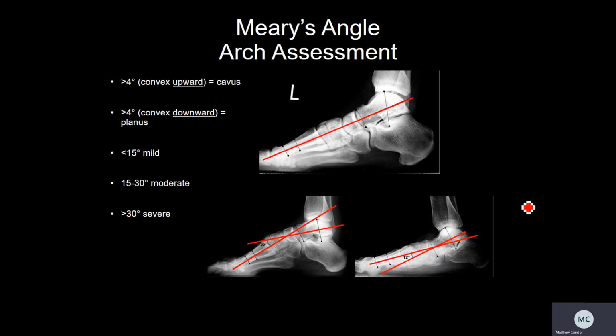Essentially, what we're looking at here is an angle, by way of the little red lines you see on the screen. Under 15 degrees is going to be a mild deformity, 15 to 30 is going to be a moderate deformity, and over 30 degrees is going to be a severe deformity.